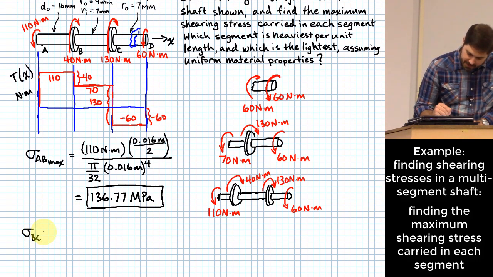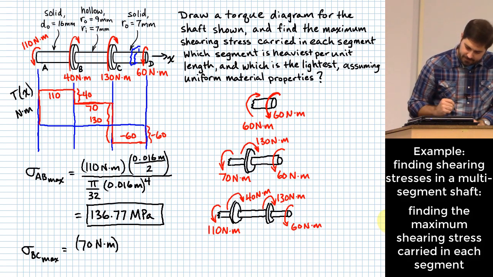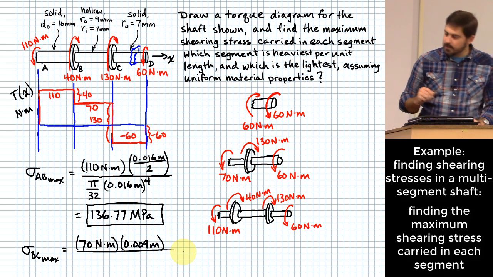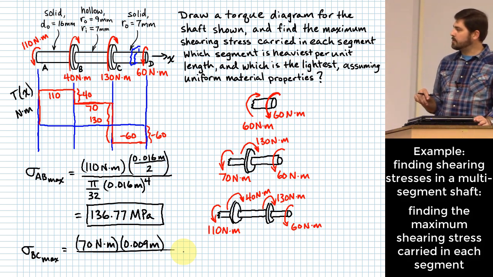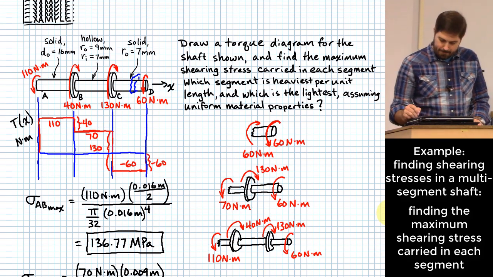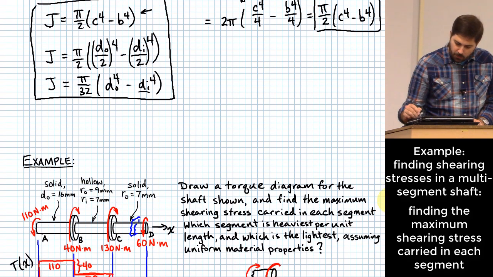Okay, it's mostly similar, a little bit different though, because here we've got 70 newton meters. What's the outer radius? 9 millimeters, right? Let me write that in meters, 0.009 meters. Okay, what about J? I probably want to use this form right here: pi over 2 times c to the 4th minus b to the 4th.